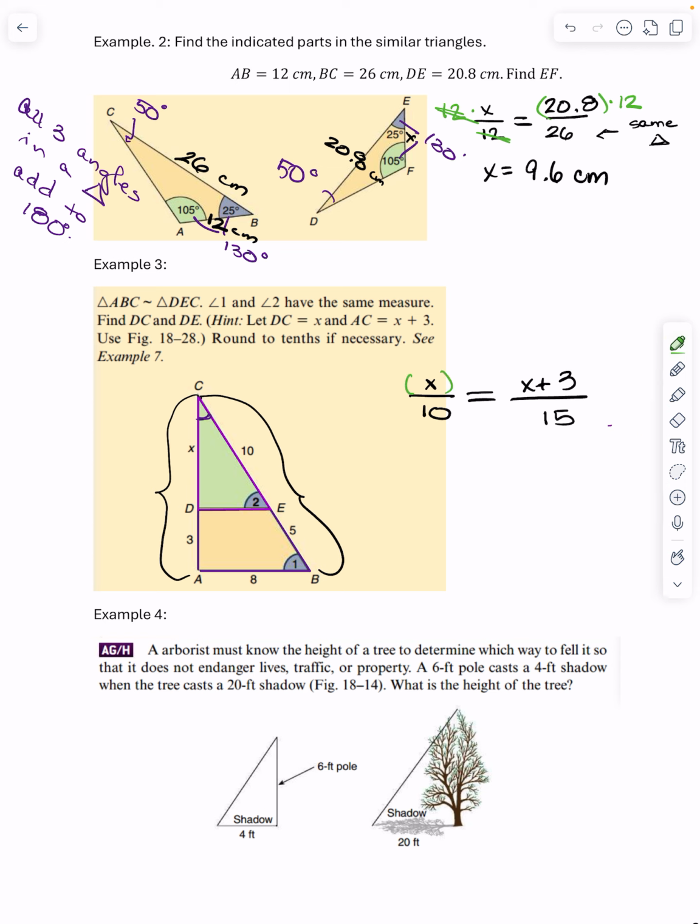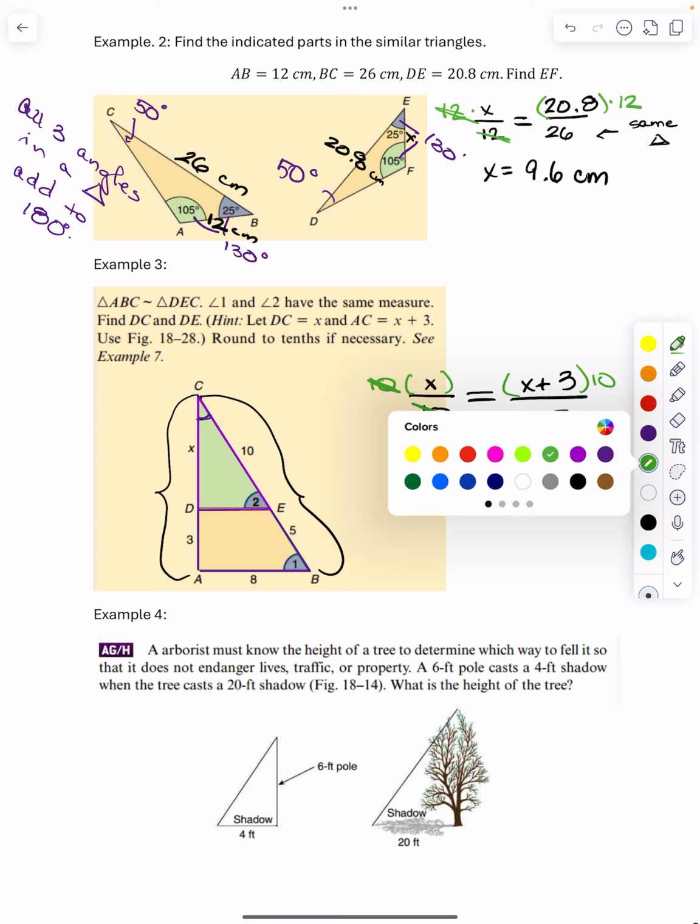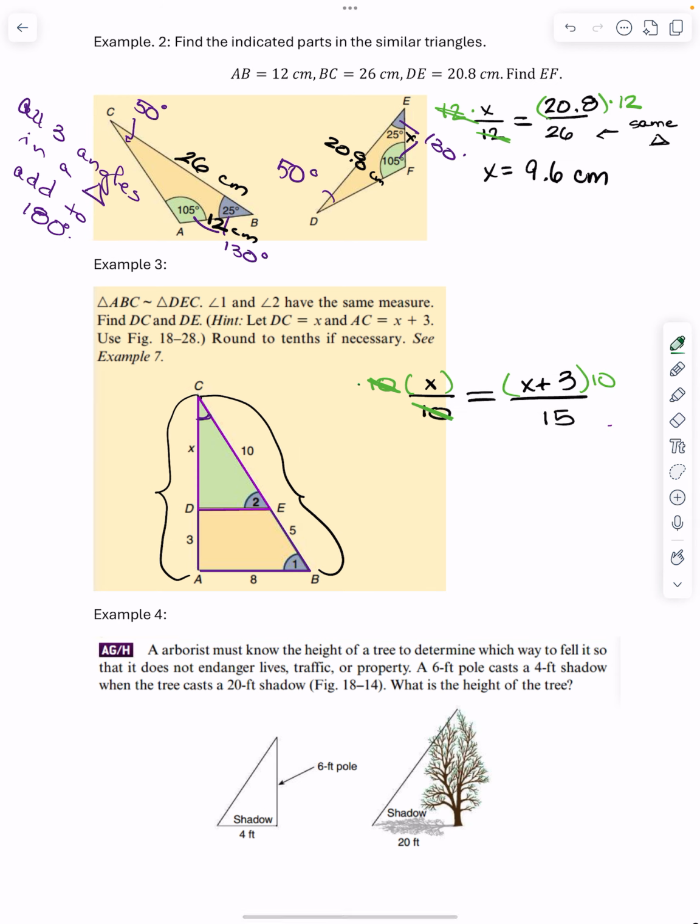Now I am going to multiply both sides by 10 to get rid of this denominator. I am also going to multiply both sides at the same time, because you guys are good at this, by 15, because that gets rid of this denominator. I can do these both at the same time. I get 15 times x, which is 15x, equals 10 times x plus 3, so 10x plus 30.